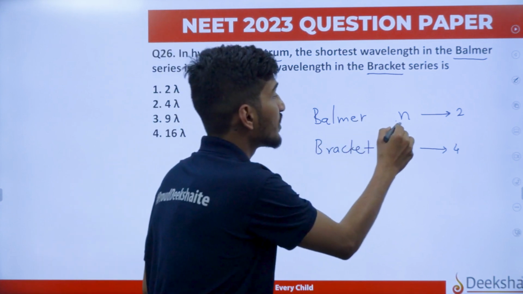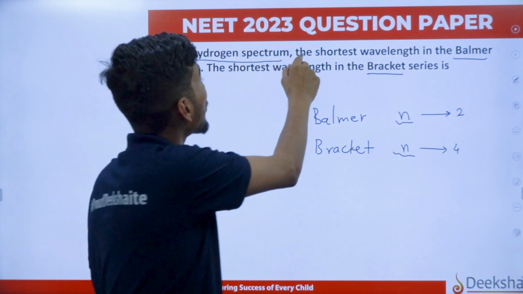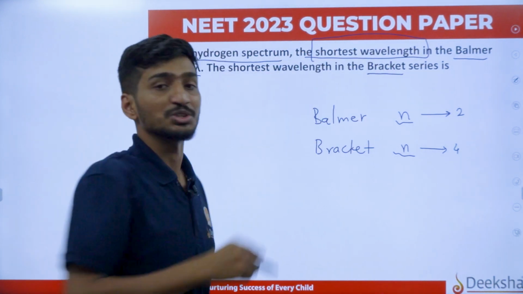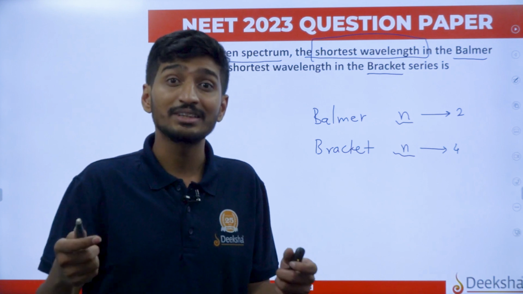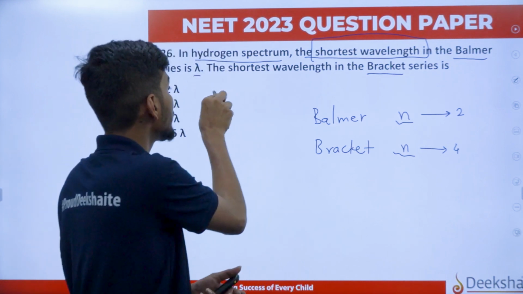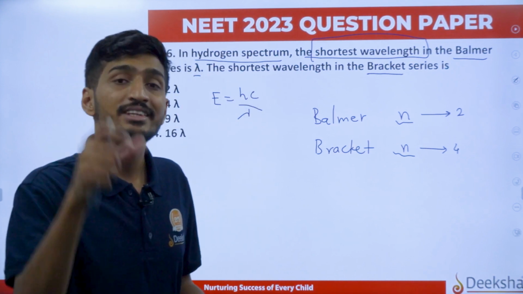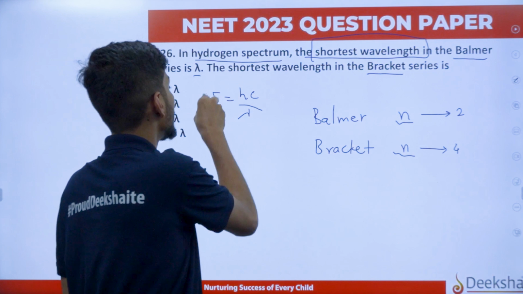But what about these n values? How do we find out these n values? And that's where the shortest wavelength concept comes into the picture. Shortest wavelength for a series is the one that has the most energy. Remember the formula of EM waves, E is hc by lambda. So the one that has the least wavelength has the most energy.